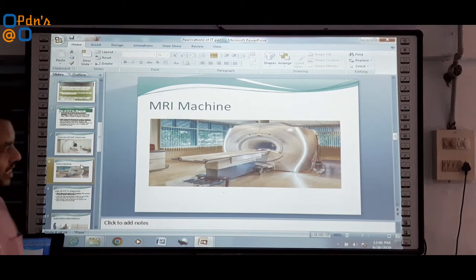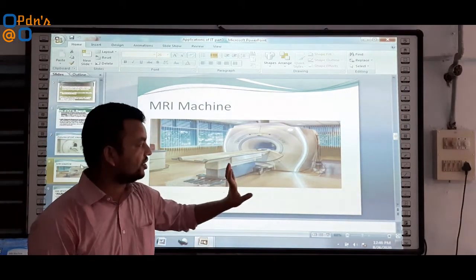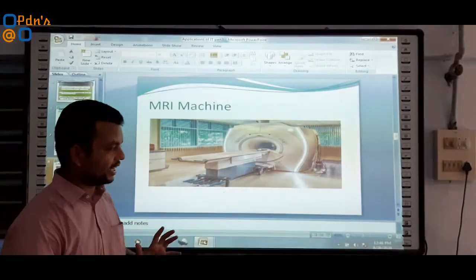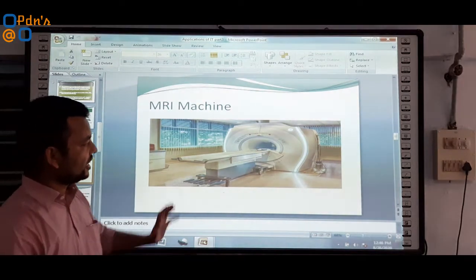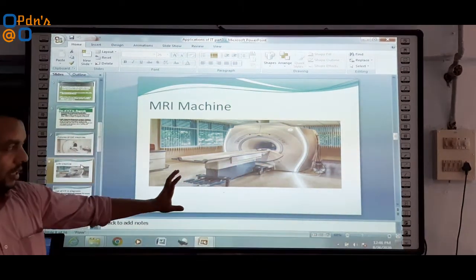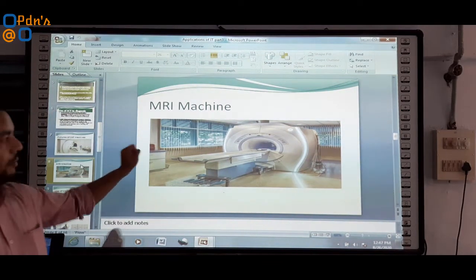See, it is the picture of an MRI machine, which will be useful in order to identify a 3D digital image of the internal body parts. Okay, so these are the CT scan and MRI machines.